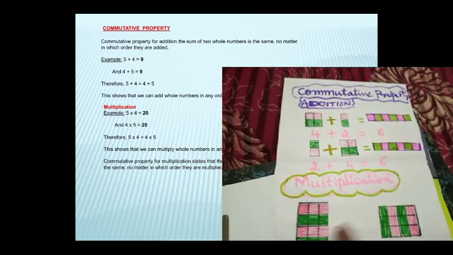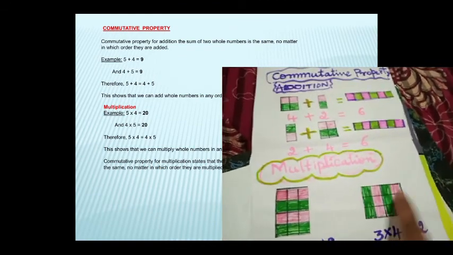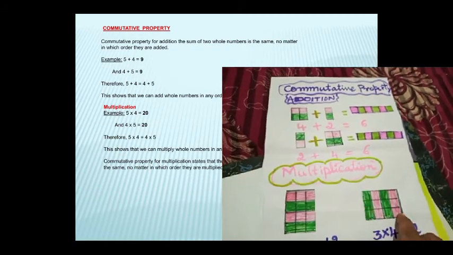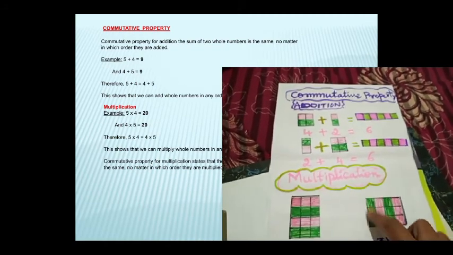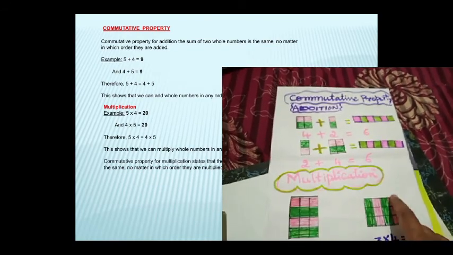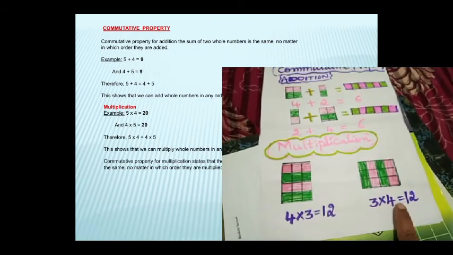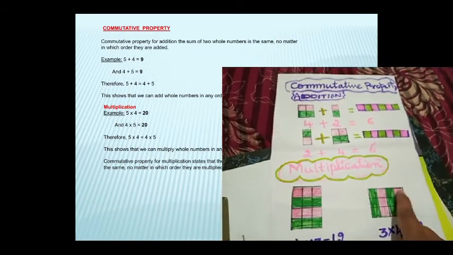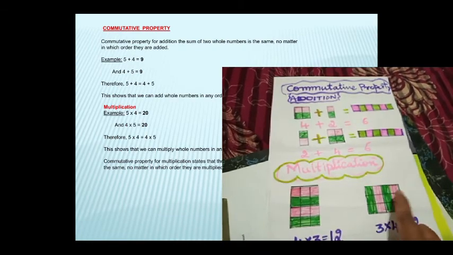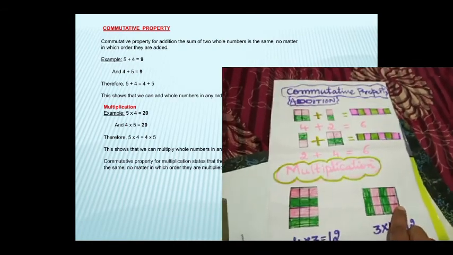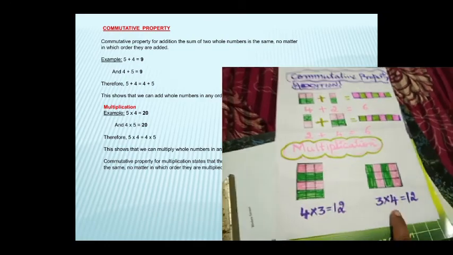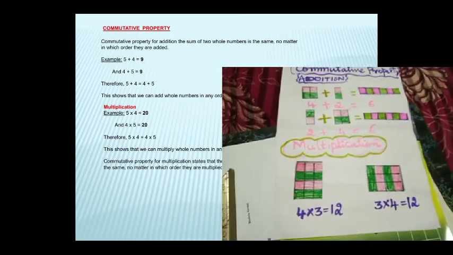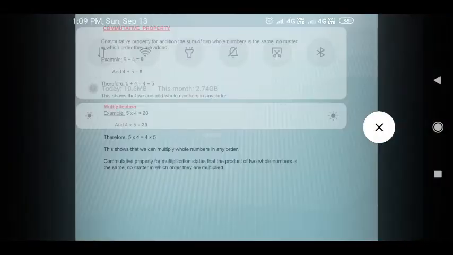Now if you change the order, I pasted it like this. See, how many rows are there? 1, 2, 3. 3 rows. How many columns? 1, 2, 3, 4. 4 columns. So 3 multiplied by 4 equals 12. If you count 1, 2, 3, 4, 5, 6, 7, 8, 9, 10, 11, 12. So 4 threes are 12 and 3 fours are also 12. So in multiplication, if you change the order, the product remains the same.